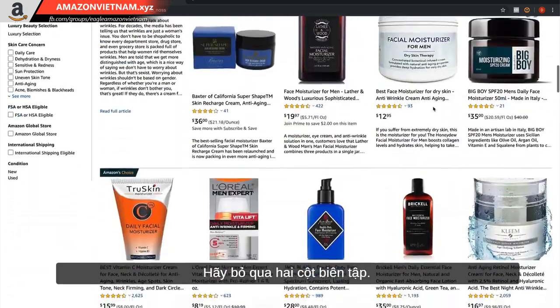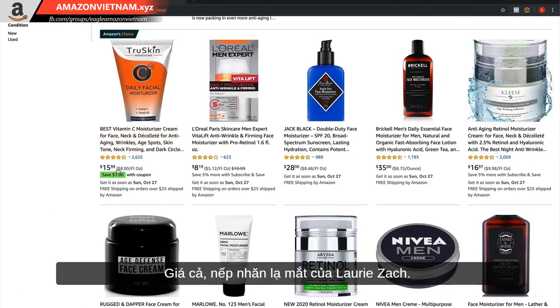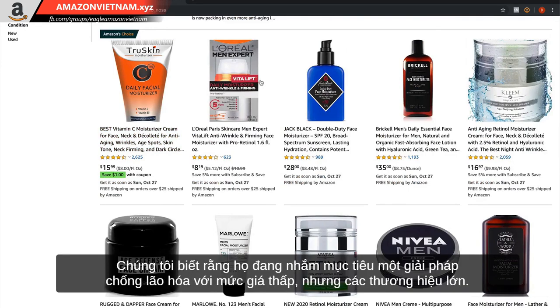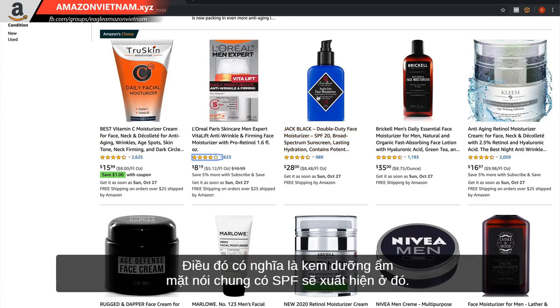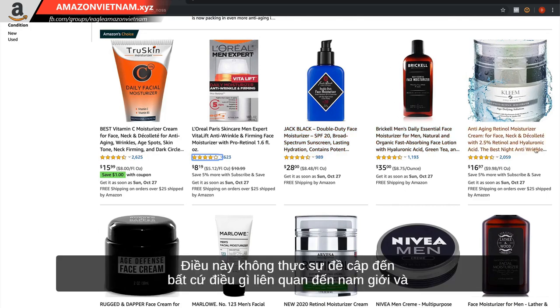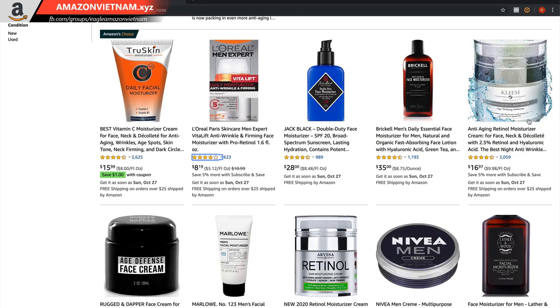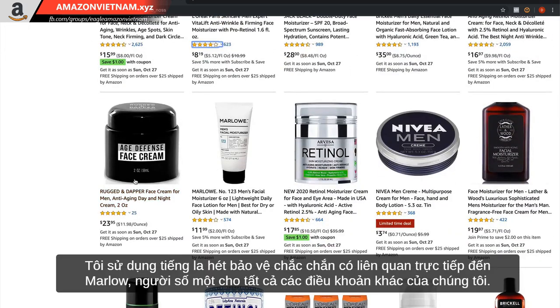Let's skip the 2 editorial columns. Anti-aging. So this is a brand that's definitely mentioned anti-aging in their title. Okay, price point. L'Oreal Men's Expert Anti-Wrinkle. We know that they're targeting an anti-aging solution. Low on the price point, but huge brand. Interesting that that general face moisturizer with SPF is coming up there. Brookwell's face moisturizer with SPF. This one doesn't really mention anything to do with men, and the brand design and the packaging design doesn't really lean itself towards men. Age defense creams are definitely directly relevant.